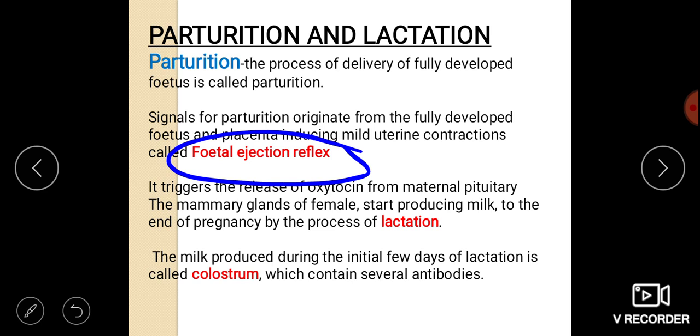Remember, during the first 2-3 days after the birth, the mother's mammary glands do not produce milk. A pale yellowish fluid comes out from the nipples of the mammary glands, and we call it colostrum. Many people avoid this colostrum, but remember, it is rich in antibodies and it should be given to the baby to develop immunity.